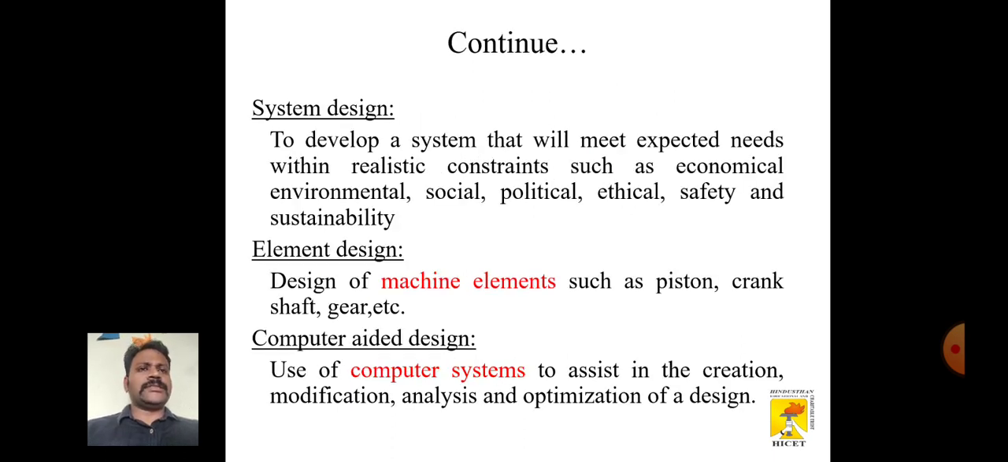Next is the system design. To develop a system that will meet the expected needs within realistic constraints such as economic, environmental, social, political, ethical, safety, and sustainability. And the element designs such as piston, crank, shaft, and gear. In computer-aided design, we use the computer system to assist in the creation, modification, analysis, and optimization of a design.